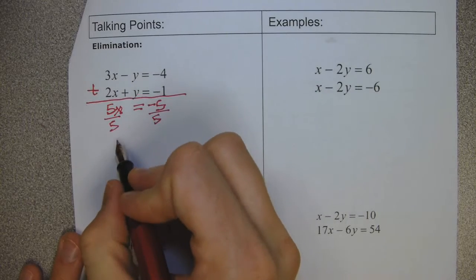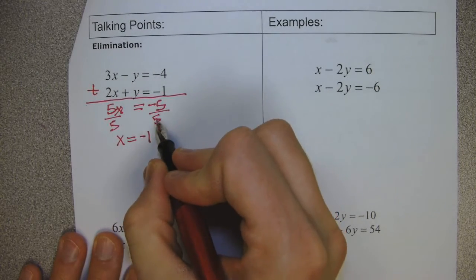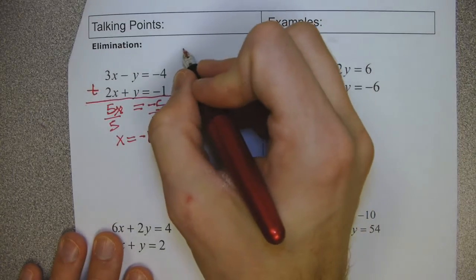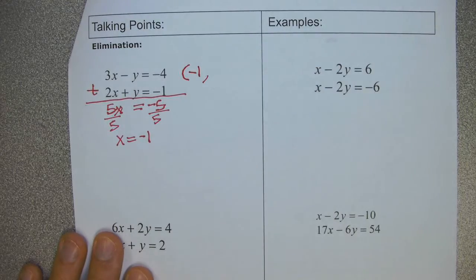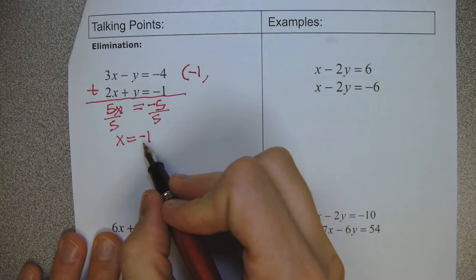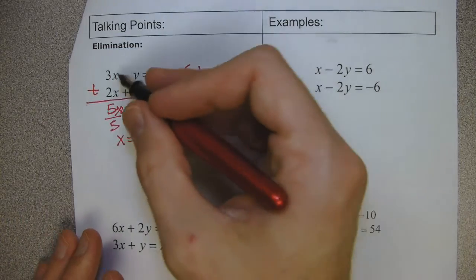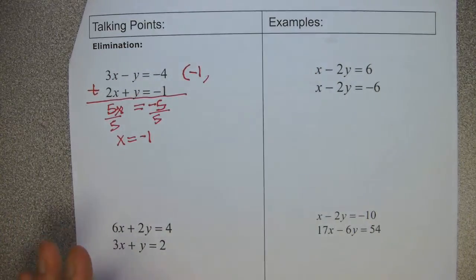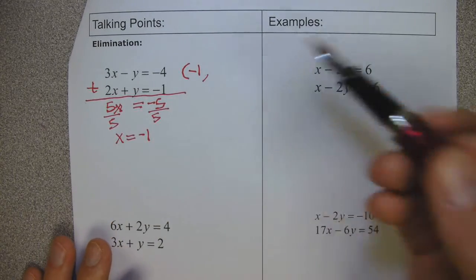And we end up with 1x equaling negative 1. Again, negative 5 divided by 5 is negative 1. So let's start writing that solution. Our solution in this case is negative 1, comma. Now we need the y. I always tell you to try to pick the equation that's going to be the easiest to work with. Personally, I think it's going to be easier to try that second one. I think it's just going to be a little more obvious for us to work with.